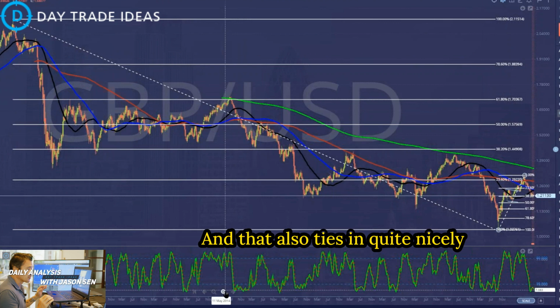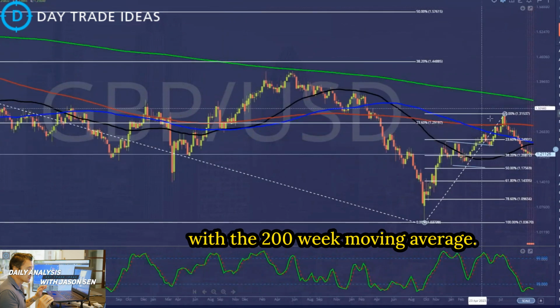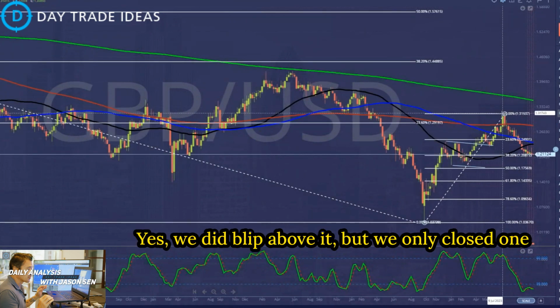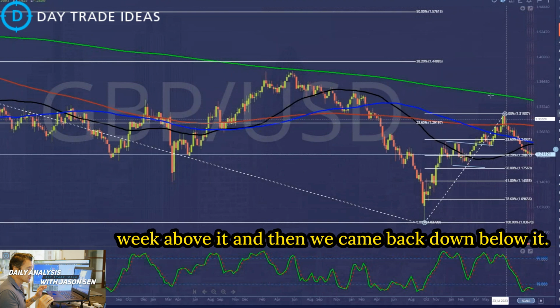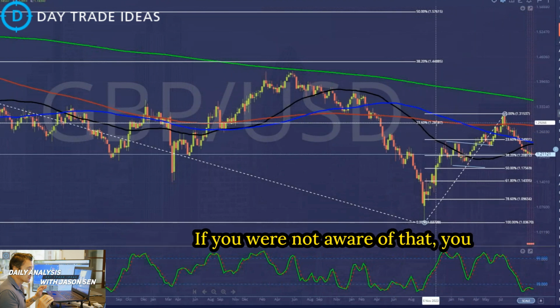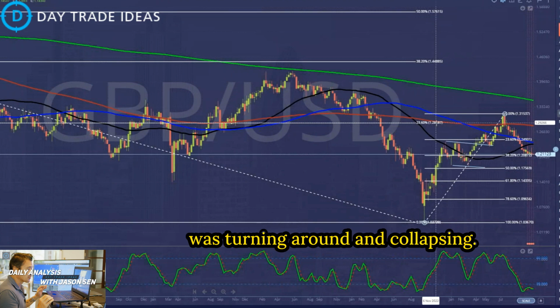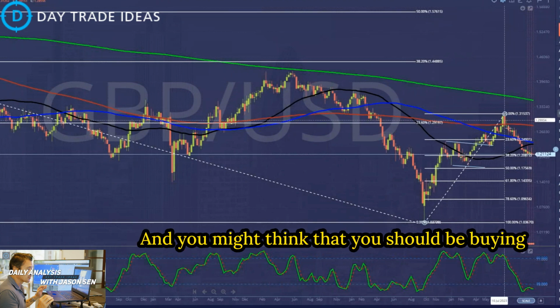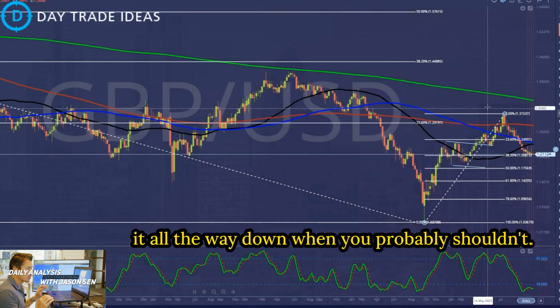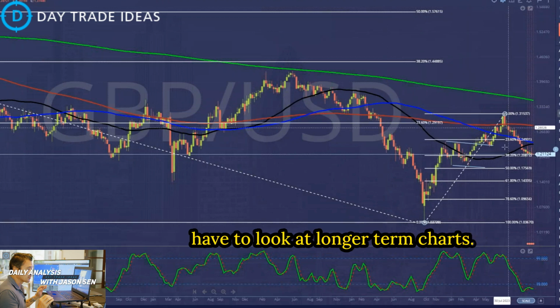And that also ties in quite nicely with the 200-week moving average. Yes, we did blip above it, but we only closed 1 week above it and then we came back down below it. If you were not aware of that, you would not understand why cable was turning around and collapsing. And you might think that you should be buying it all the way down when you probably shouldn't. That's just a quick lesson in why you have to look at longer term charts.